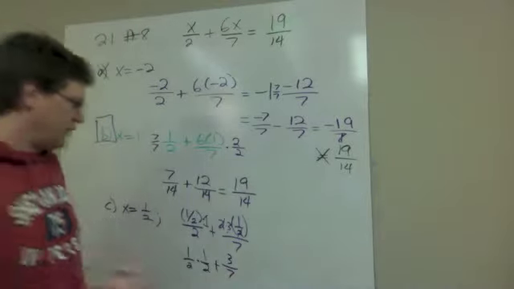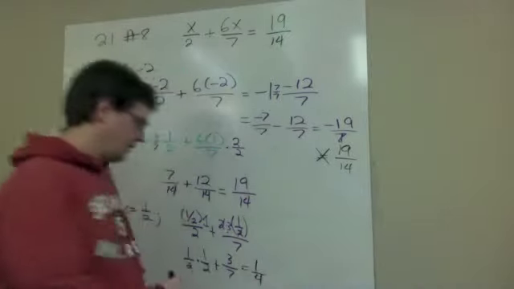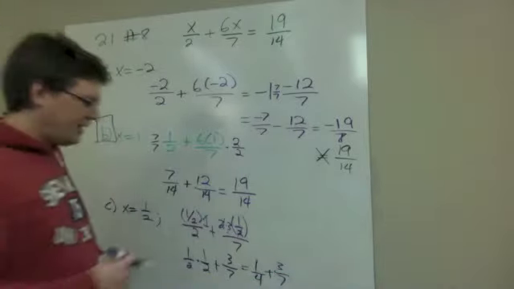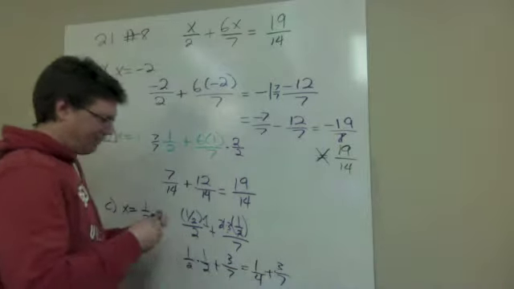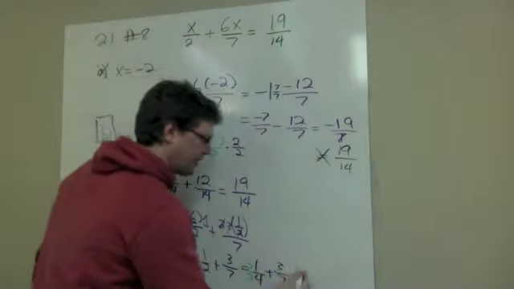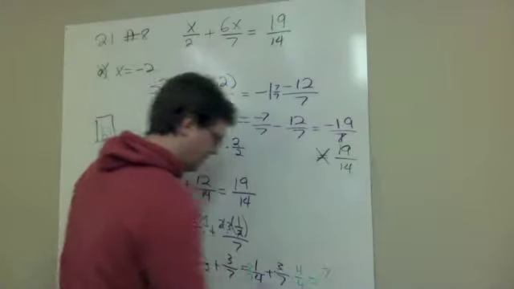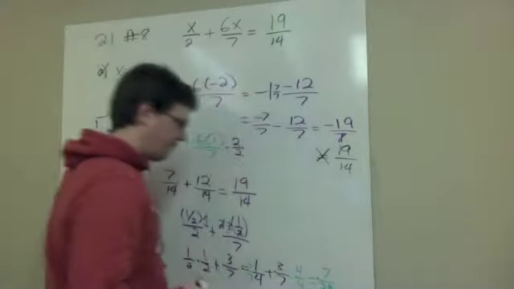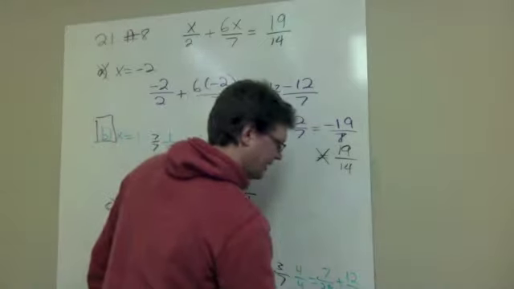Okay? 1 times 1 is 1. 2 times 2 is 4, plus our 3/7. Now we need a common denominator. So here, the 1/4, we would have to multiply top and bottom by 7. Here, we'd have to multiply top and bottom by 4. So we're going to get a 7 times a 1, which is 7. 7 times 4 is 28. 4 times 3 is 12. 7 times 4 is 28.